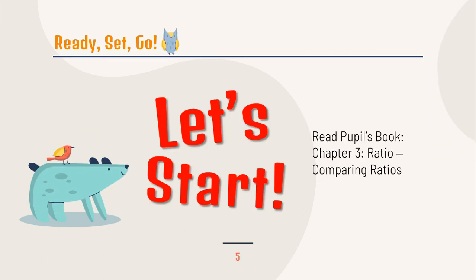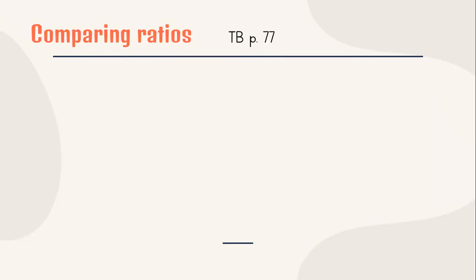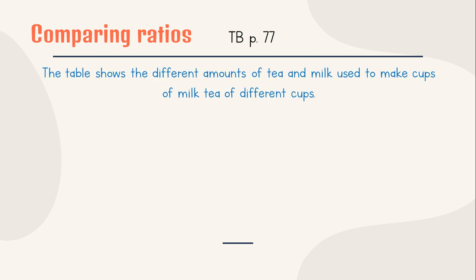Now we are in the chapter Ratio, Comparing Ratios, which is lesson 2. Before, we learned lesson 1, Introduction to Ratio, and actually you have learned about ratio in the previous grade. Now we're going to compare the ratios. Let's check it out. Please look at your textbook, page 77.